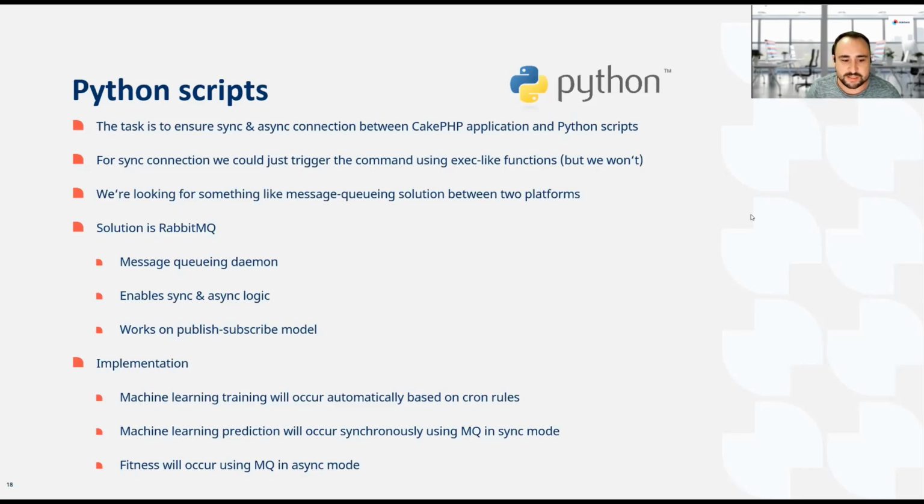So how do we implement this? The machine learning training part will occur on cron rules. This means there's some sort of cron or maybe a daemon which runs continuously and picks up tasks to complete, and when the job is finished, we will upload it to the database and make it accessible via the graphical interface. The prediction, because it's really fast, will run synchronously using the message queue in sync mode, and the fitness function will run asynchronously using the message queue as well.